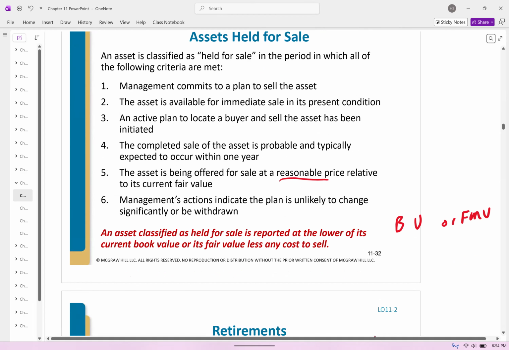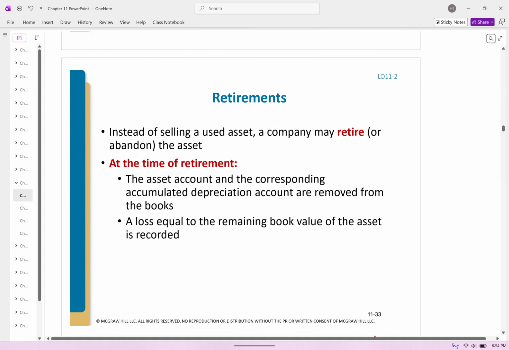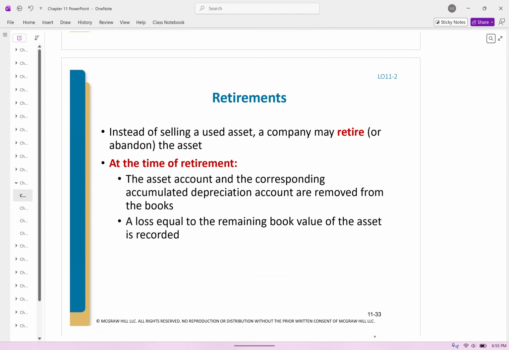All right. Let's talk about retirements. Sometimes we don't sell the asset, sometimes we throw it in the trash. Or we take it somewhere and we sell it for salvage scrap metal, or we just might be happy that somebody took it off our hands and we didn't have to do anything else with it. In this case, it's very similar to a disposition, except you're not getting anything for it. So you will have a loss. Your loss will be equal to the remaining book value of the asset.